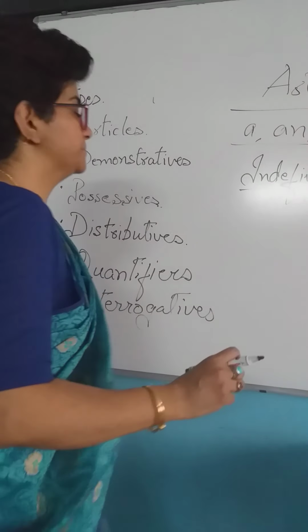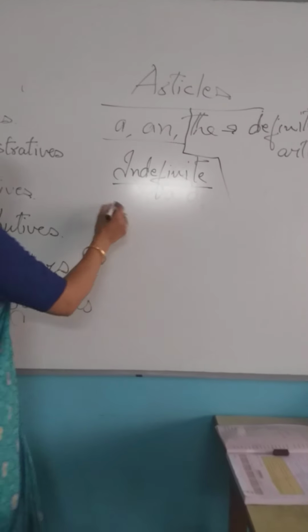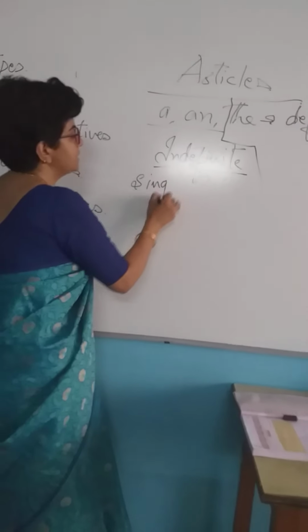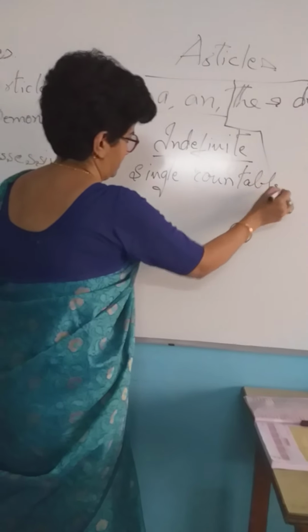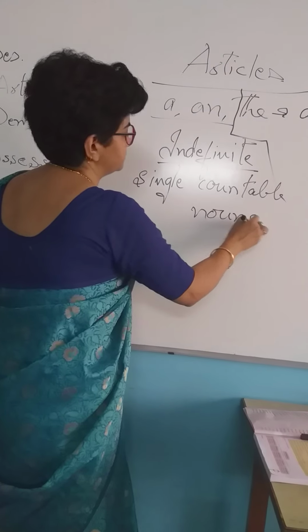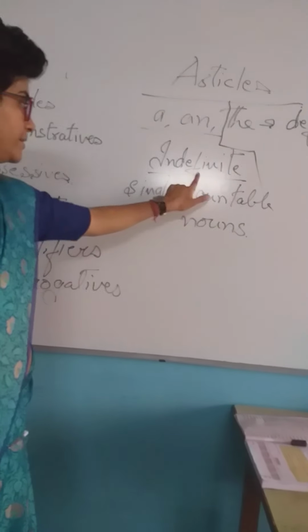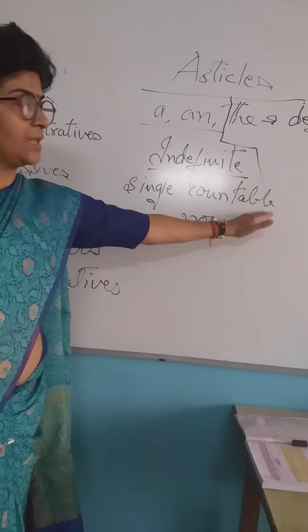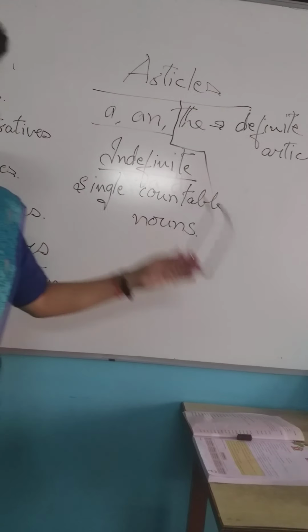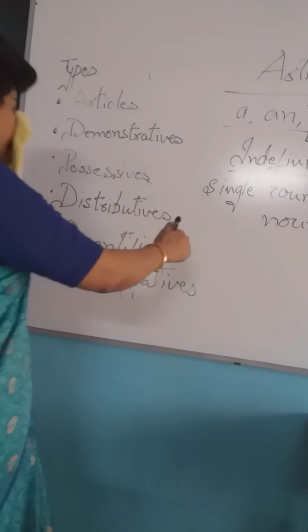Now I'll come to something more. A and an, I have divided it this way. A and an are indefinite articles. They are used with single countable nouns. As I said, the is a definite article, so we don't need to ponder over it now. We'll think about this later on.